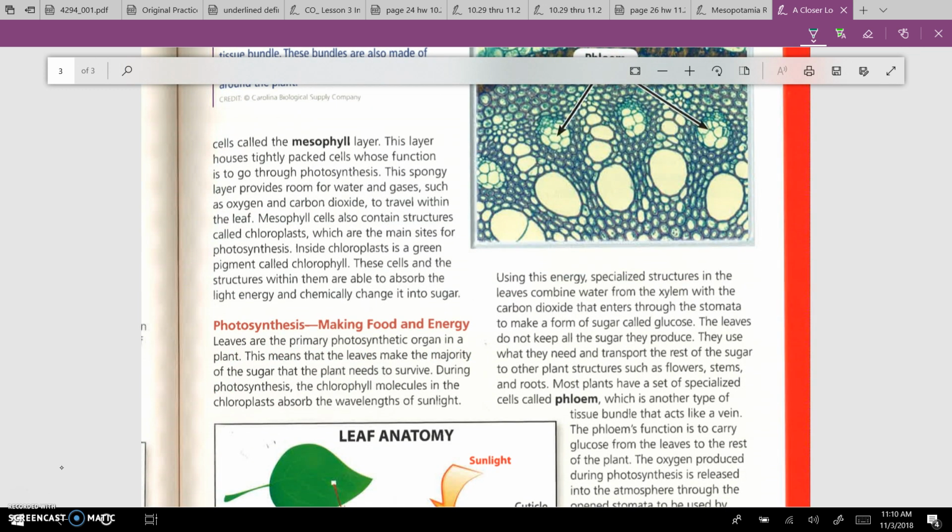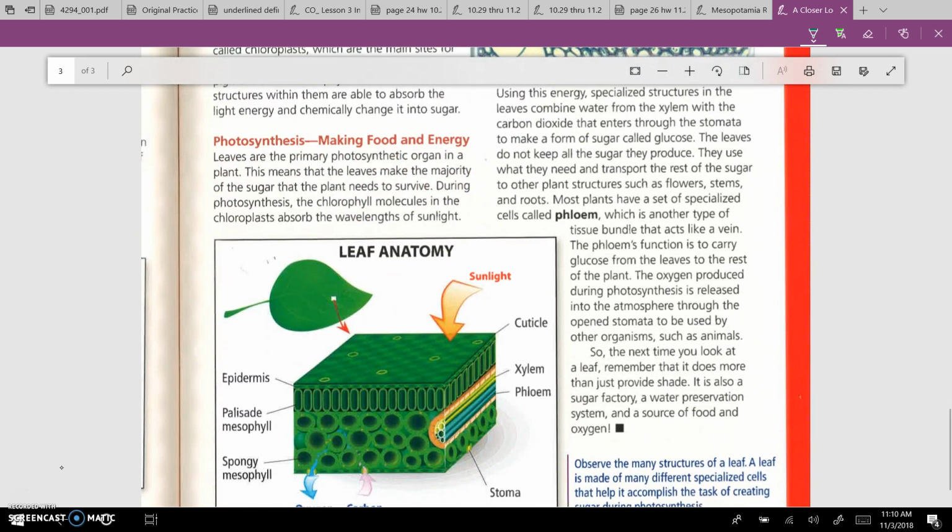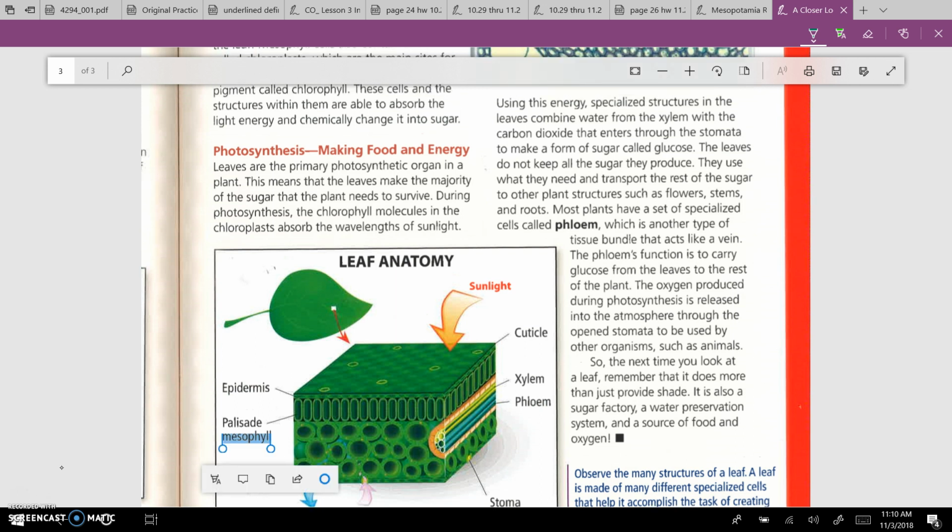Photosynthesis, making food and energy. Leaves are the primary photosynthetic organ in a plant. This means that leaves make the majority of the sugar that the plant needs to survive. During photosynthesis, the chlorophyll molecules in the chloroplasts absorb the wavelengths of sunlight. Using this energy, specialized structures in the leaves combine water from the xylem with the carbon dioxide that enters through the stomata to form a form of sugar called glucose.